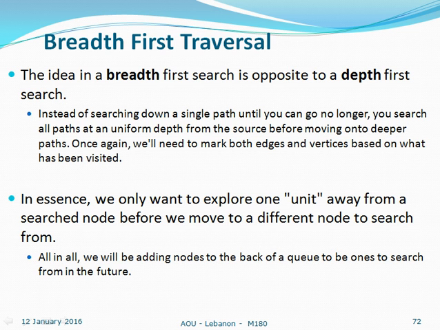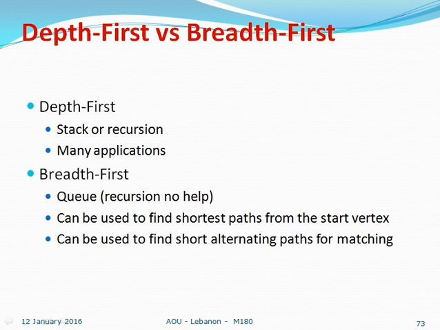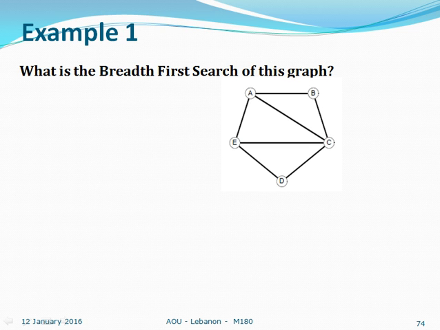Whereas in BFS we start from a vertex and check all the neighbors of that vertex before going to other neighbors. So we start from a particular vertex, visit all the neighbors, and then from those neighbors visit all of their neighbors, and so on. DFS uses a stack or recursion and is used in many applications, whereas BFS uses a queue and can be used to find the shortest path and also the shortest augmenting path for matching.